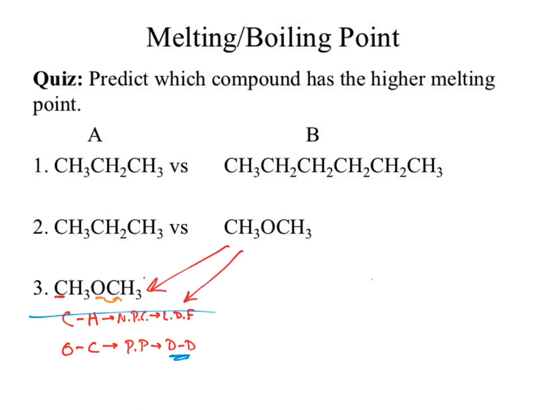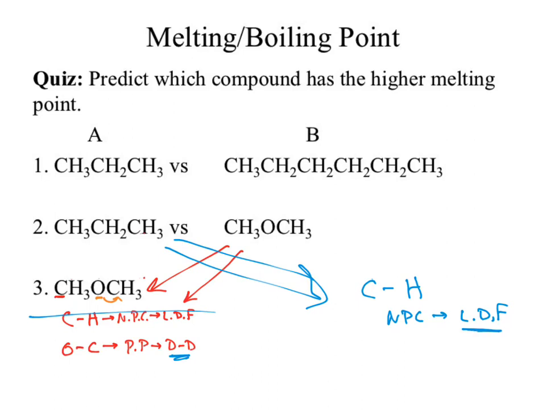This is going to get annoying because we've got to cross our arrows. We go through and look at that other one. What do we get? Carbon to hydrogen, so nonpolar covalent, London dispersion. What's the strongest force in that compound? Dipole-dipole. London dispersion force in comparison to dipole-dipole, which one's the stronger force? Dipole-dipole, which means B.